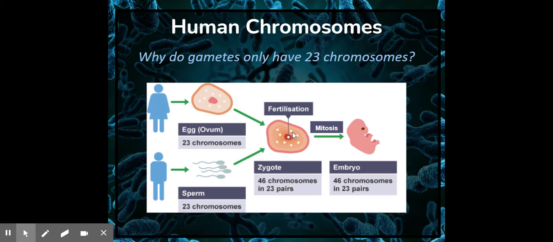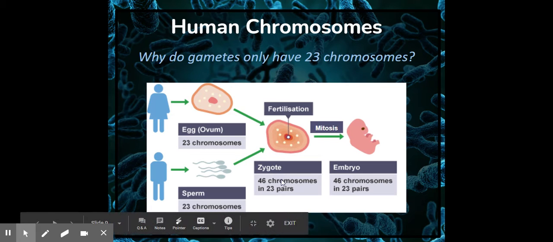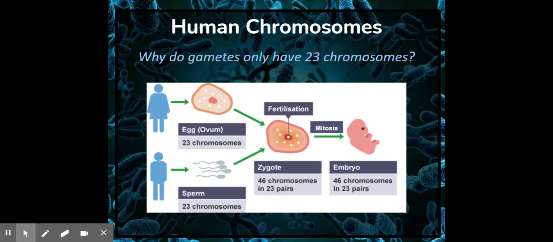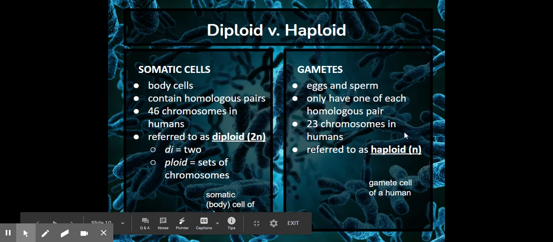When it comes to fertilization, you create a zygote that has 46 chromosomes. They've now taken the DNA and genetic information from mom and dad and created this zygote, this single fertilized cell. And then from that zygote, you enter mitosis and you start to grow and divide cells to create the embryo and ultimately the baby. So that's how that works.